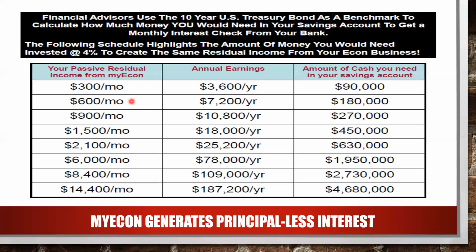If I'm bringing in between $6,000 and $8,000 a month, that's like having anywhere from $2 to $3 million in the bank. But I'm getting that and I don't have $3 million in the bank. Your MyEcon business residuals allow you to create principal-less interest. You did not have to put up a lot of money to make that money every month, but you do got to do the work. And once it's built, it'll pay you.